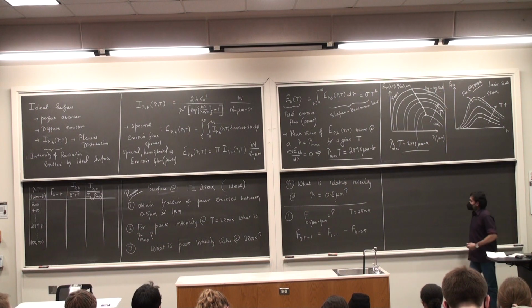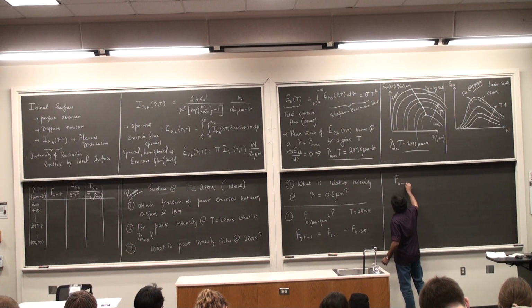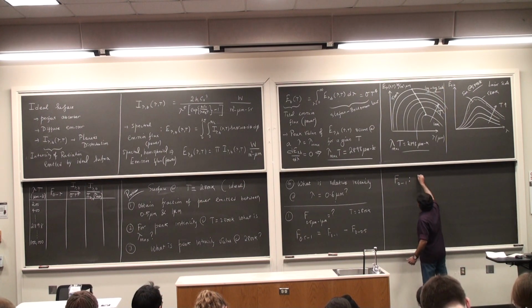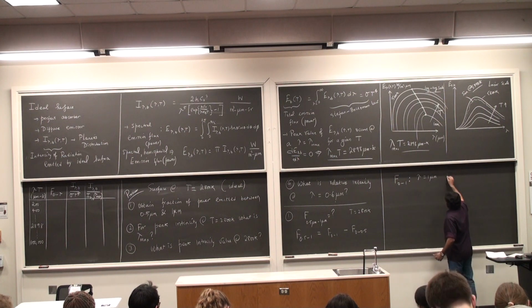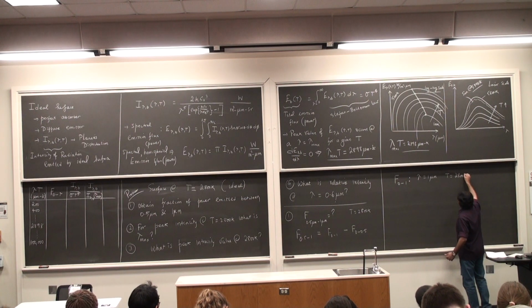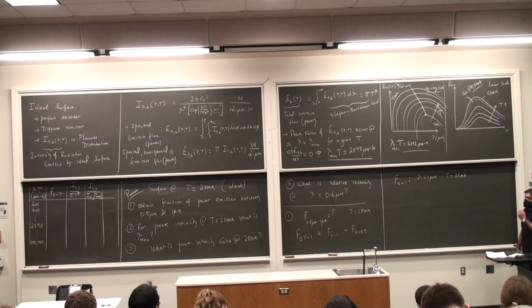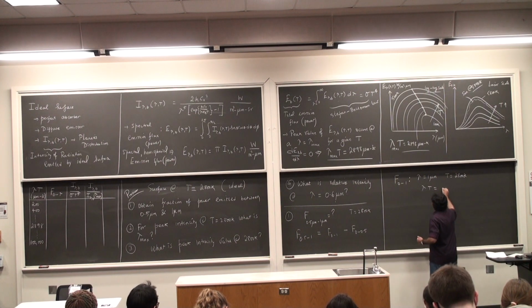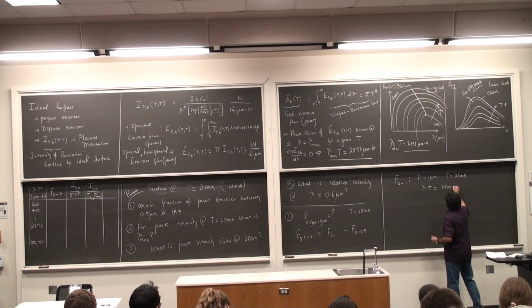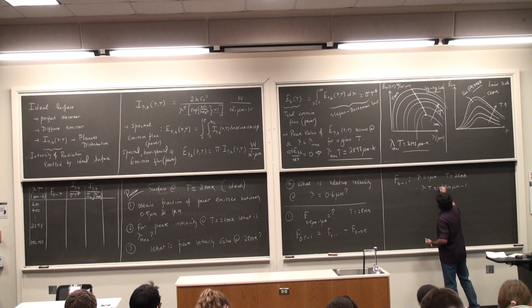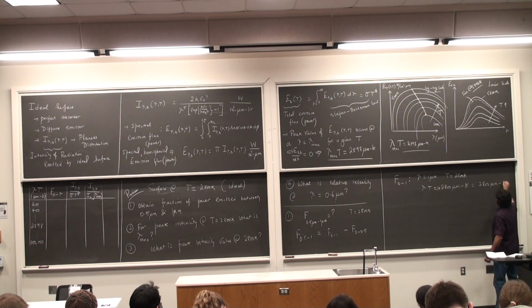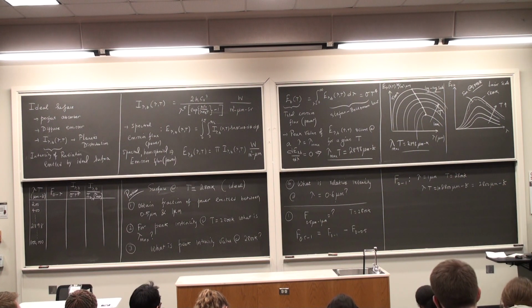To calculate f from 0 to 1, your lambda is 1 micrometer. Temperature is given as 2800 Kelvin. And so what you have to do is multiply the two. Lambda times T is just 1 times 2800, which is 2800 micrometer Kelvin. Am I making sense to everybody so far?